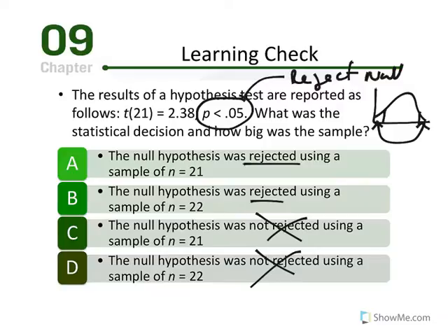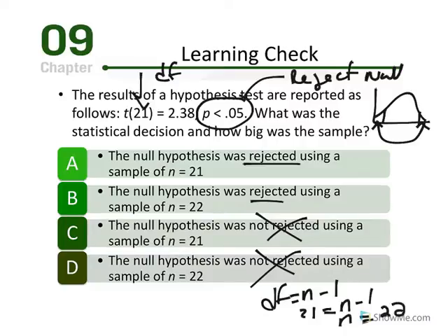Next, we need to determine what the sample size was. So again, degrees of freedom is equal to n minus 1. So if this represents degrees of freedom, we would say 21 is equal to n minus 1. So n would equal 22. And that would be this one. So our answer would be B in this case. So you'll get some questions like this. Again, they'll give you a concluding statement, and based on your understanding of each of those values, you can determine whether you reject the null or fail to reject the null, and also identify what the sample size was for this particular research study.